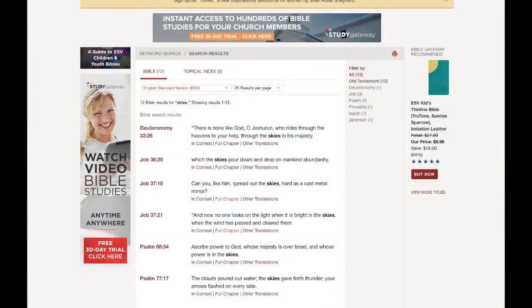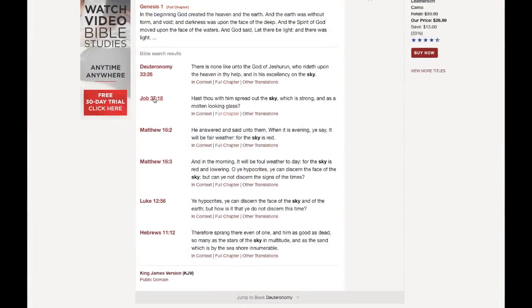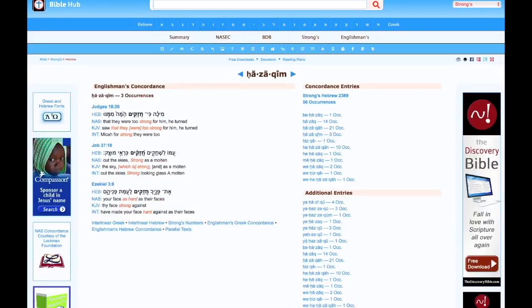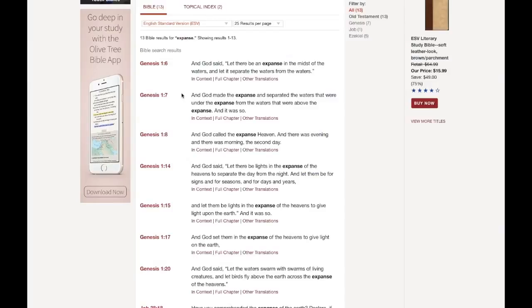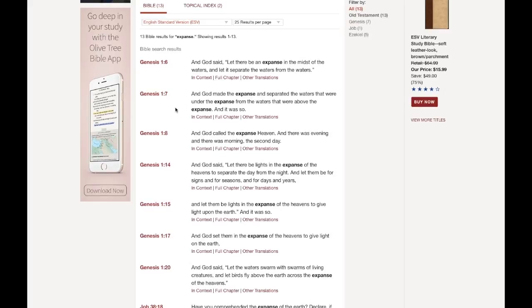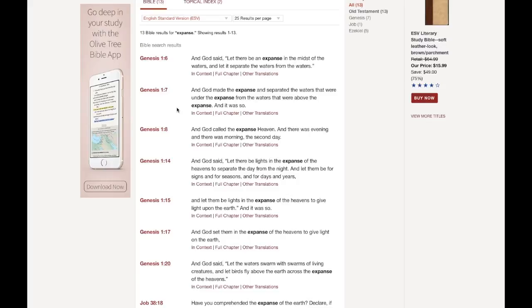So Job 37:18, for me, is not a proof text. First of all, it's not using the word rakia. It's using the word sky. And this word strong could also mean mighty, and it just means strong anyway. It doesn't mean a hard, solid barrier. It's just strong. A lot of things are strong. You could have a strong wind. In fact, I think the Bible uses that phrase somewhere. Strong wind. Does that mean the wind is a solid object?